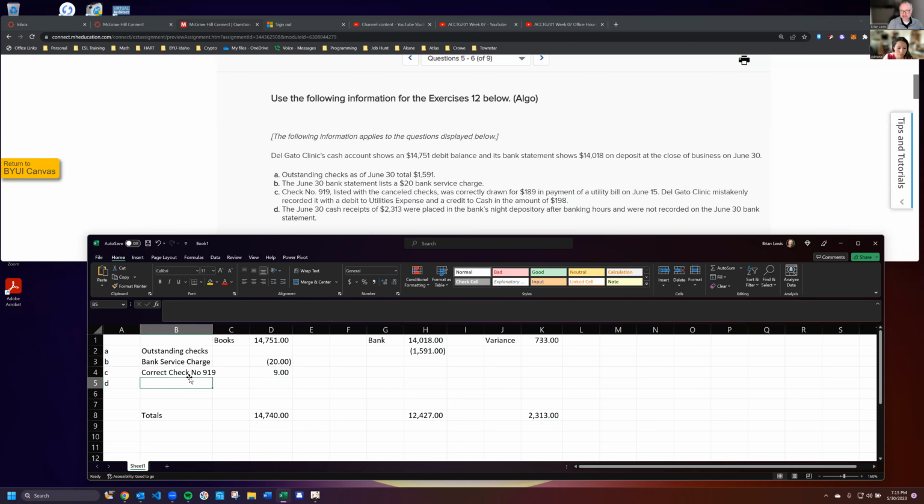Yeah. And then D, June 30th cash receipts of 2313 were placed in the bank's night depository, but not recorded, right? So these are deposits in transit. Okay, and so we're going to add 2313 to the numbers, to the books. 2981. Deposit of June 30, right?